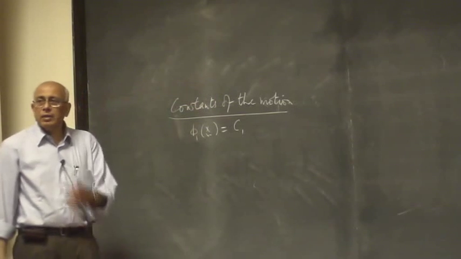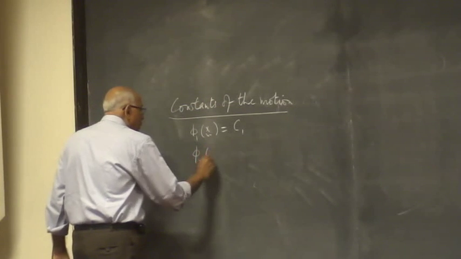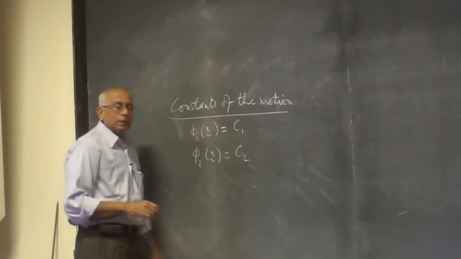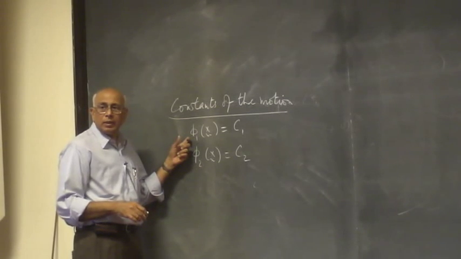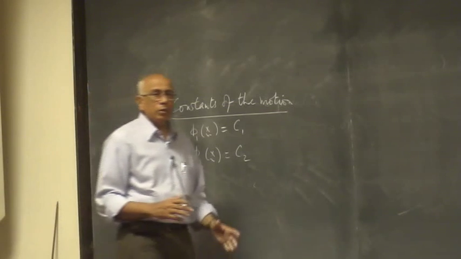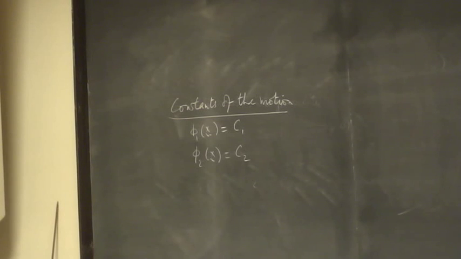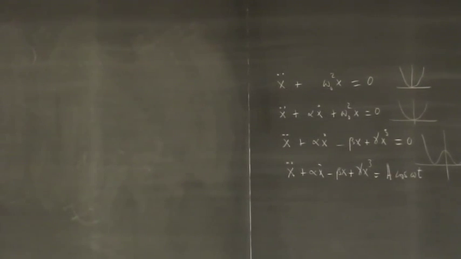But that's not enough. The phase trajectory is a one-dimensional object. Suppose I discover a second one, phi 2 of x equal to C2 as well. Then what happens? This is an n minus 1 dimensional hypersurface. Both these quantities have to remain constant as the motion proceeds. Therefore, the phase trajectory must lie on the intersection of these two hypersurfaces. And what's the dimensionality of that? N minus 2.